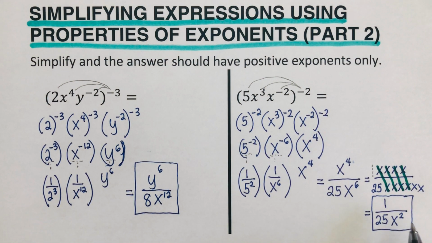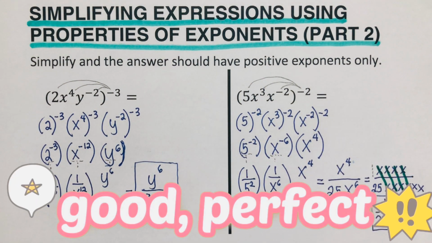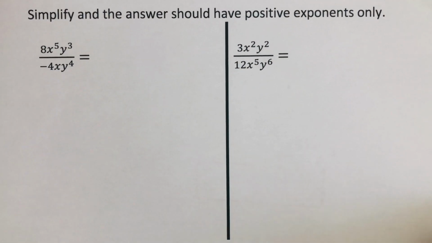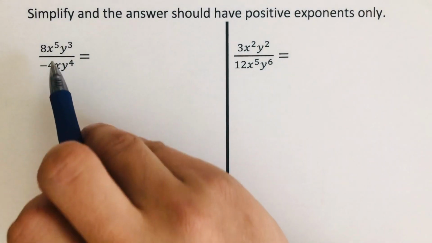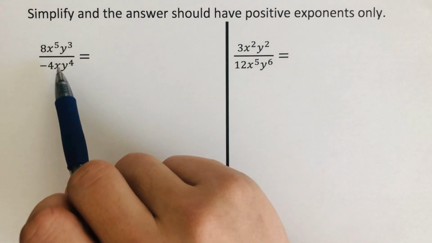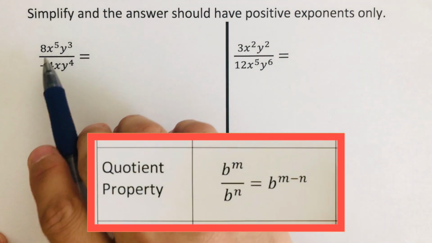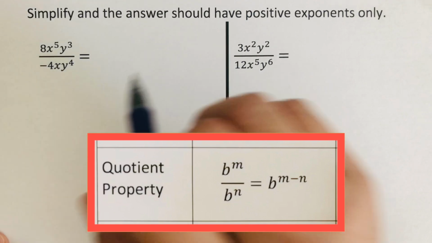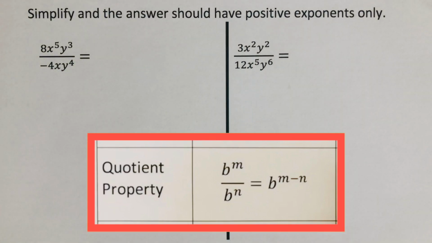Did you get the same answer as this? Good, perfect. Now let's move on to the next example here. So we have here this example. We're going to use the quotient property. There are 2 ways to do this. We can actually just use the quotient property right away, or we can use the expanded version of it. But I will show you the quotient property.